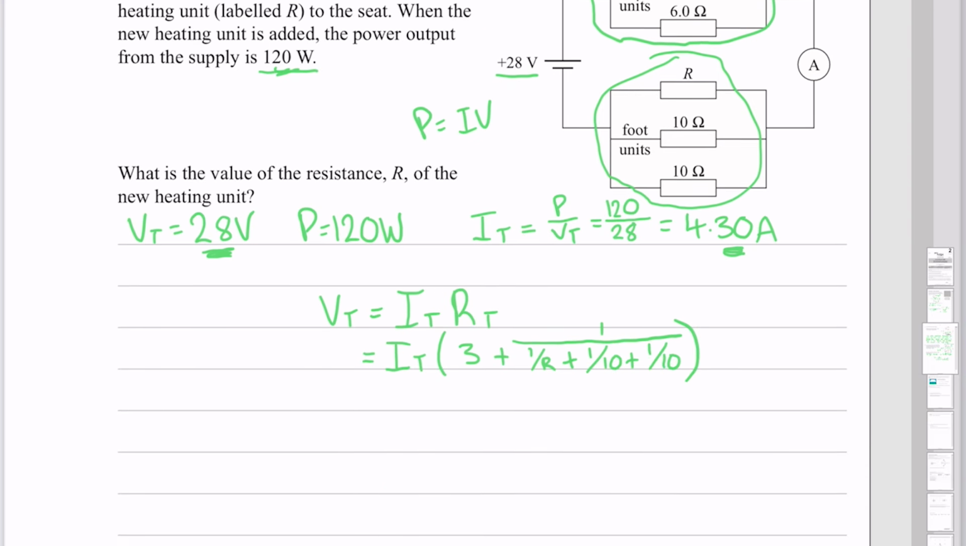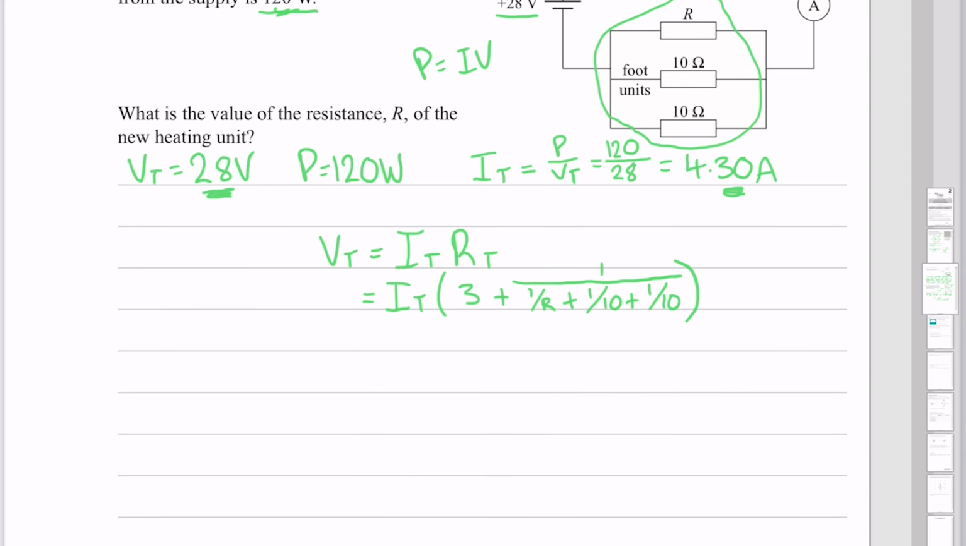What we end up with is an equation that we need to solve for R, which is going to be a little bit of a pain in the backside, but we'll break it down step by step. Firstly, I'm going to divide both sides by IT. Next, I'm going to subtract 3 from both sides. Now I'm going to take the inverse of both sides, or in other words, I'm going to flip both sides.